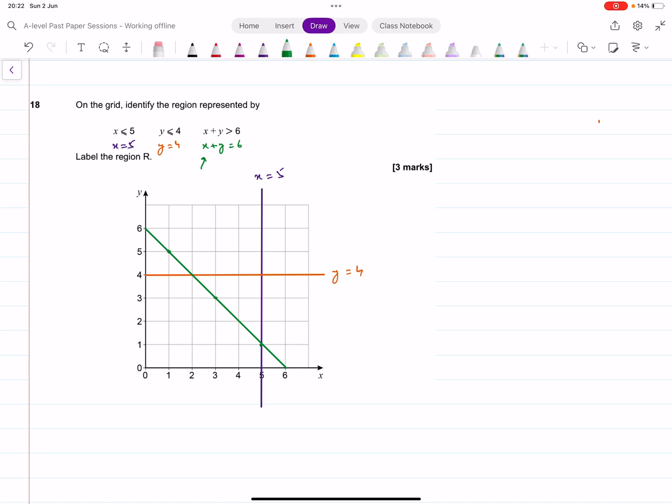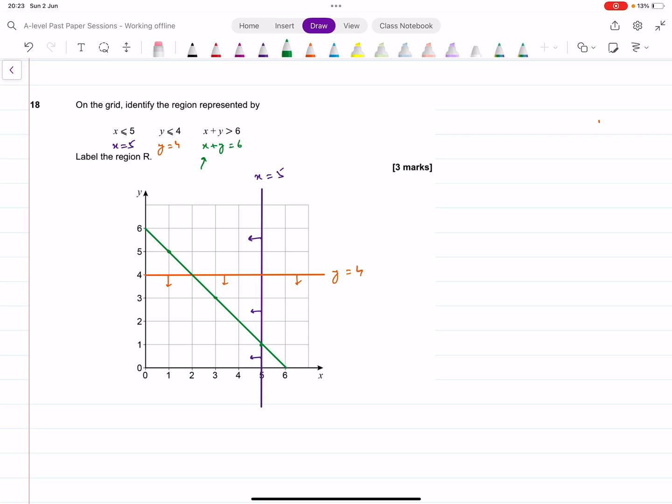Okay, and now you need to think of which region you're going to shade here. x less than or equal to 5. What does that mean? You have to be to the left of this line. Okay, that's one condition. y less than or equal to 4. You have to be below this line.